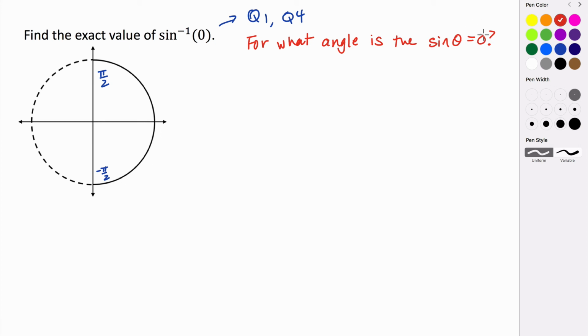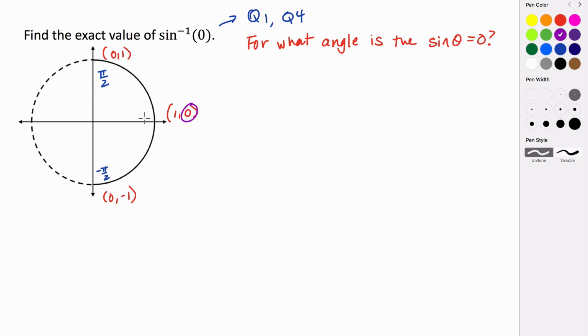Well, we know that we get coordinates of 0 at all of our axes. So here we have 1, 0. Here we have 0, 1. And here we have 0, negative 1. So which of these angles gives us a sine value of 0? So again, we said that the sine is the y-coordinate. So which of these has a y-coordinate of 0?